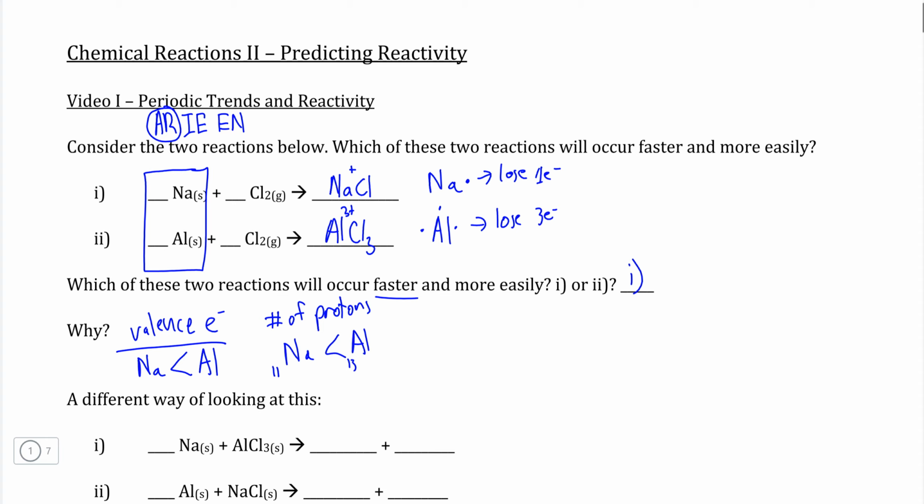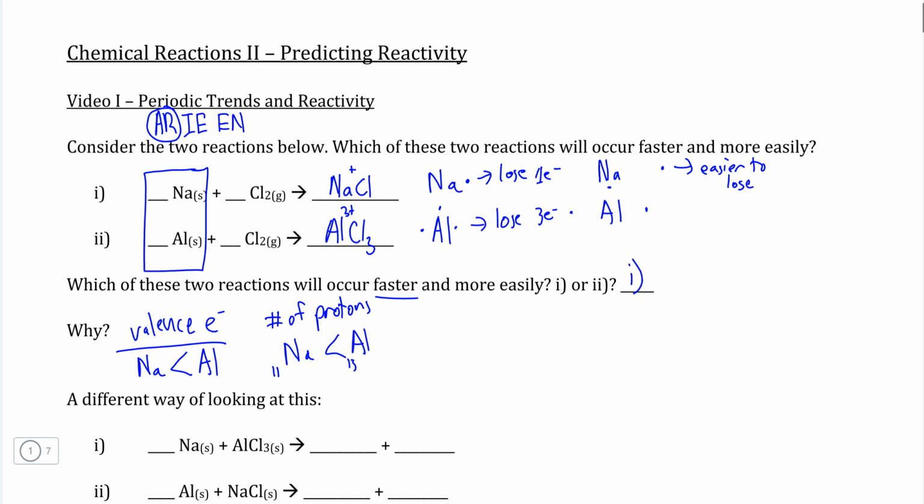So because sodium has a fewer number of protons than aluminum does, its nucleus has a weaker ability to attract its valence electron, and therefore its valence electron is going to be even farther away from its nucleus than aluminum's valence electrons are. Let's draw them kind of approximately like that. And because sodium's valence electron is farther away from its nucleus because of the weaker nuclear charge, that means the attraction between the nucleus and its valence electron is weaker, and therefore the farther away the valence electron is, the easier it is going to be to lose.